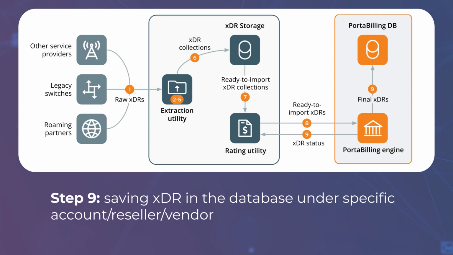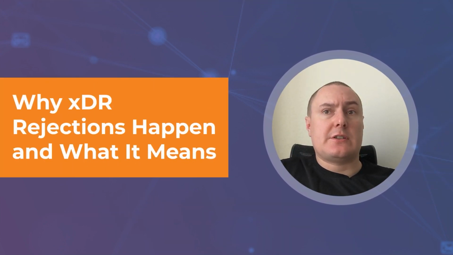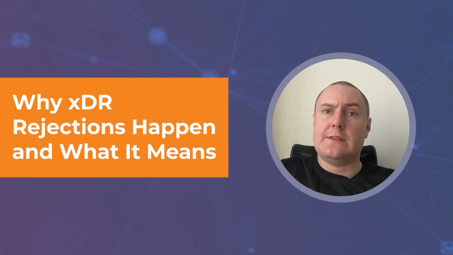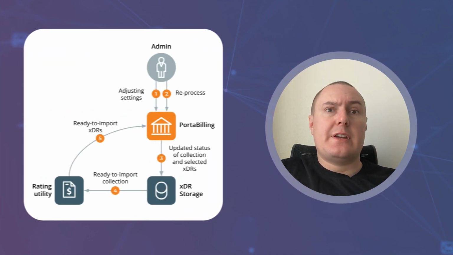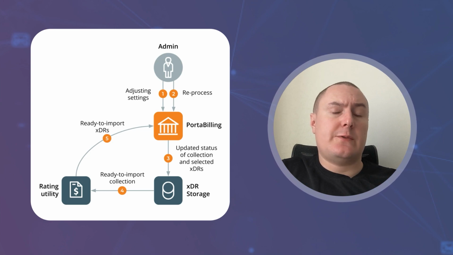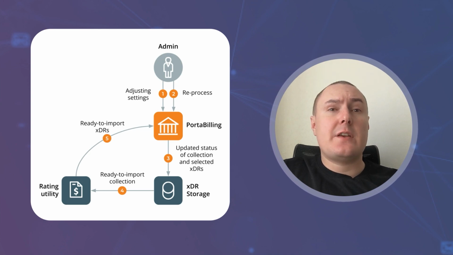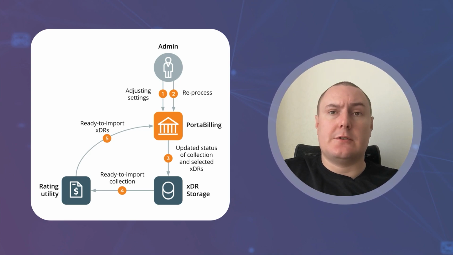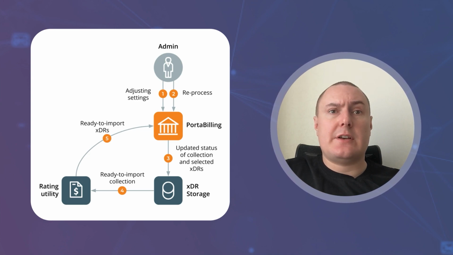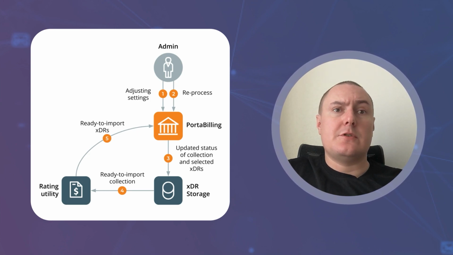At the same time, the import status of each xDR, in other words, whether that xDR has been either imported or rejected, is sent back to the rating utility. If you're wondering why an xDR would be rejected and what happens when it is, let me explain this for you now. If there was an error during the rating process on the PortaBilling side, for example, if no matching PortaBilling account was found, PortaBilling will return an error to the rating utility, which will save the error status of the xDR in the xDR storage. The corresponding xDRs in the collection are marked as rejected and are stored for a PortaBilling administrator to review later.